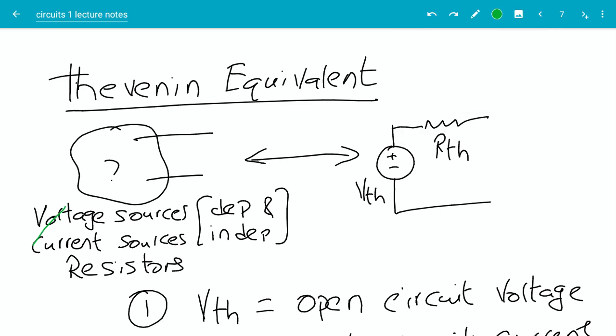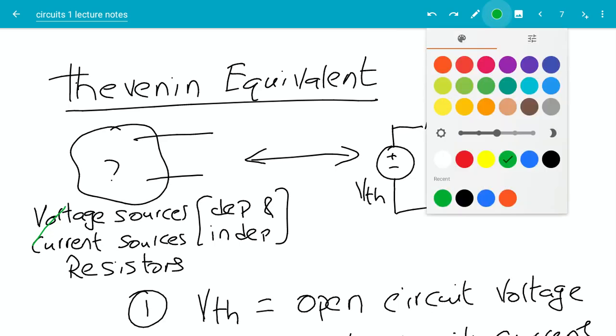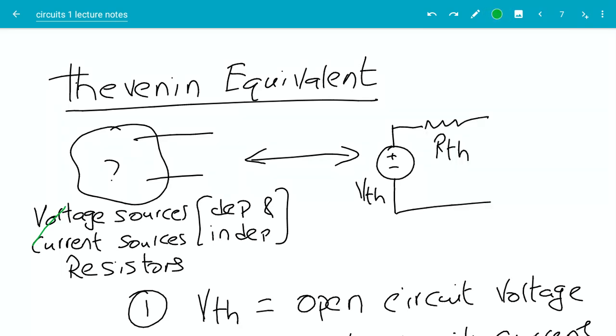So now that we can assume that that's what we can do, the next question is, how do you actually measure VTH and RTH? VTH is called the Thevenin voltage, RTH is called the Thevenin resistance. Let's say you're in a lab and you're given this circuit, and I ask you to replace that with this circuit by selecting the proper values for VTH and RTH. You have all the equipment in the lab, so how do you take measurements and determine the values of VTH and RTH?